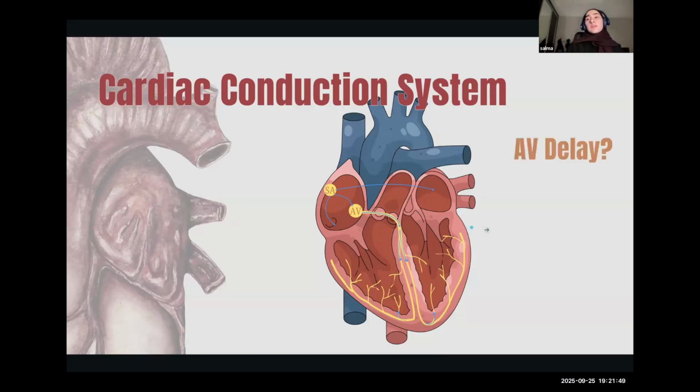Why do we pause in the AV? Why is there an AV delay? To allow the heart to fill. Okay, could you further expand? Could you tell me how this allows the heart to fill?